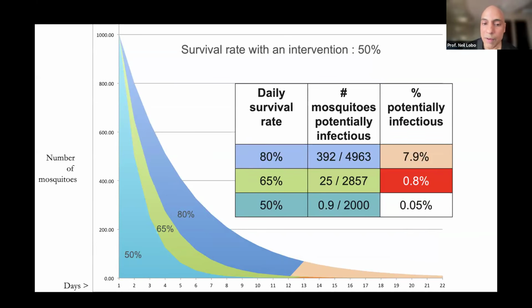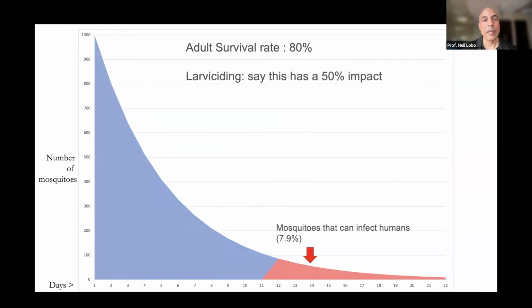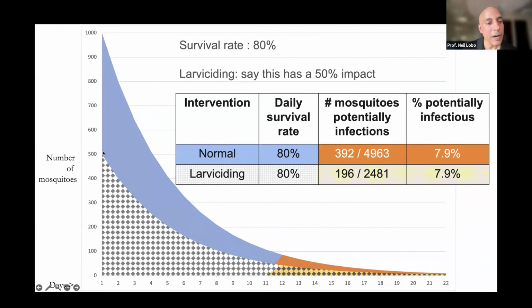Now, what about larval interventions, immature larval interventions? They function slightly differently. And this is also important to understand. So here is an adult survival rate of 80%. And let's say larviciding has an impact of 50%. This is just an assumption. We can have various numbers. So we start off, instead of 1,000 mosquitoes, because larviciding impacts the number of adult mosquitoes, we will then have only 500 mosquitoes starting as adults.